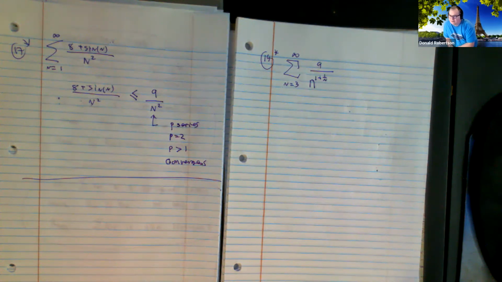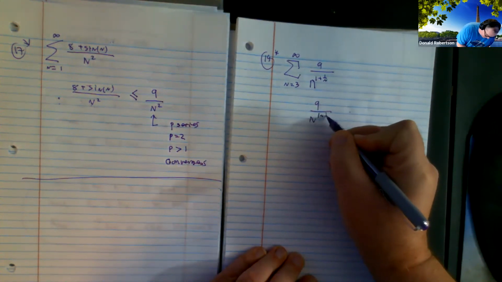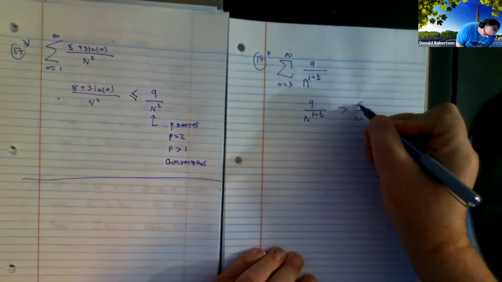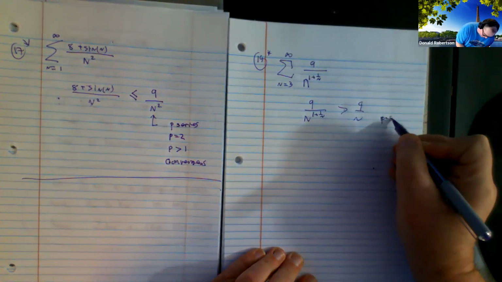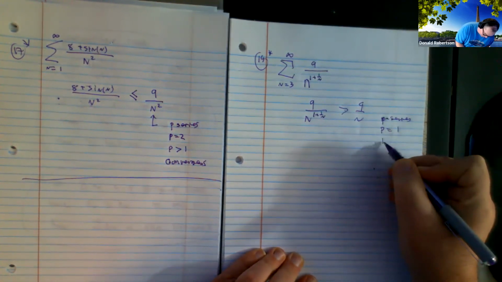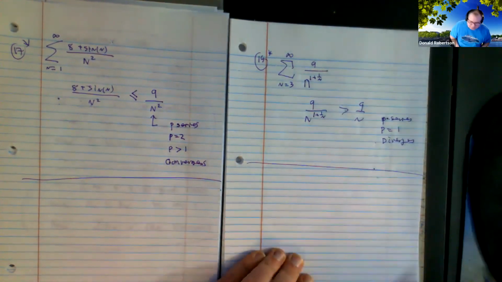Agreed? So you really just need to look at this guy. This is a P series. P equals 1. Diverges.